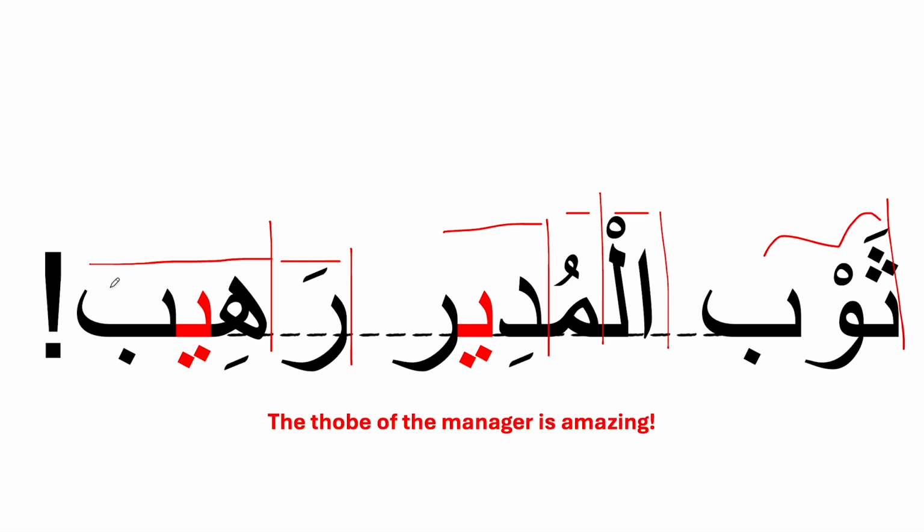Let's read one more sentence, and this is a longer one. So ثوب المدير رهيب. The ثوب of the manager is amazing.